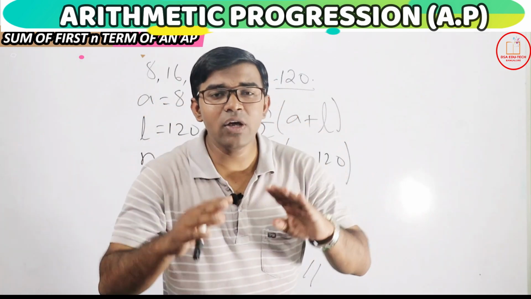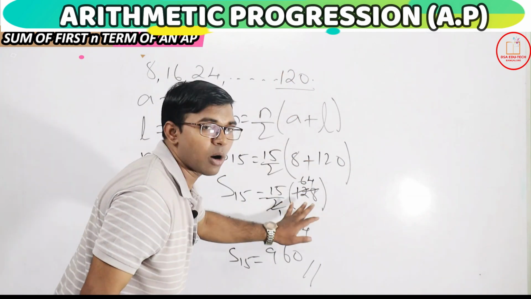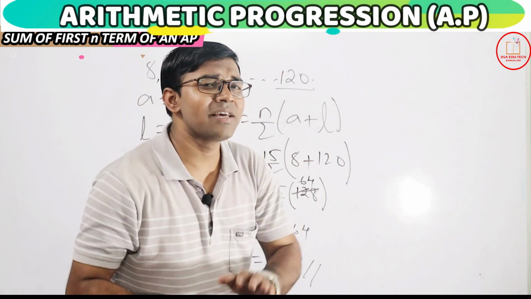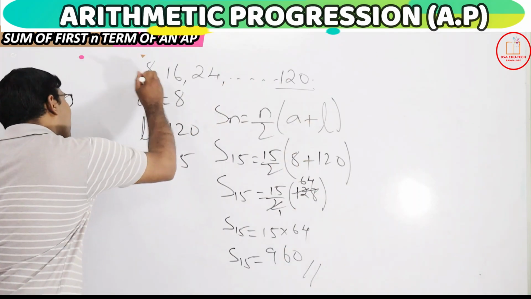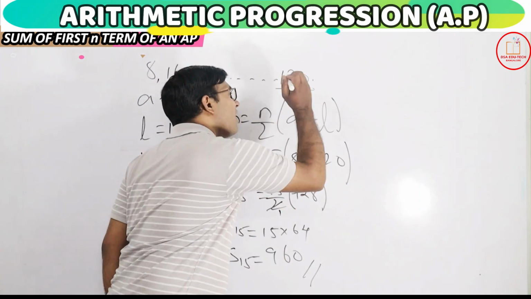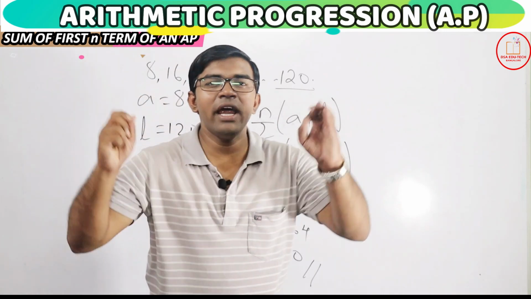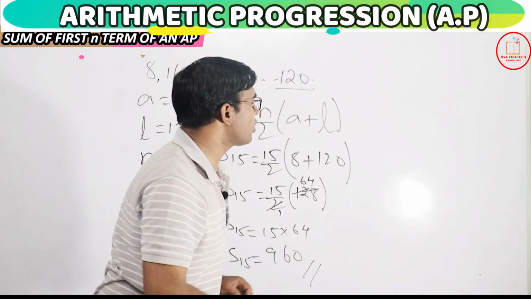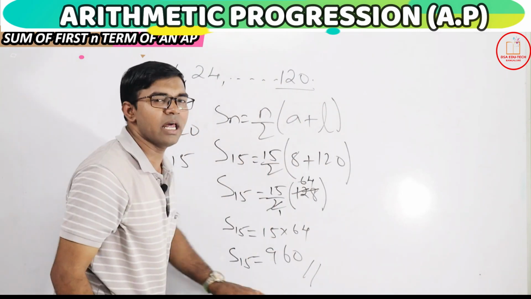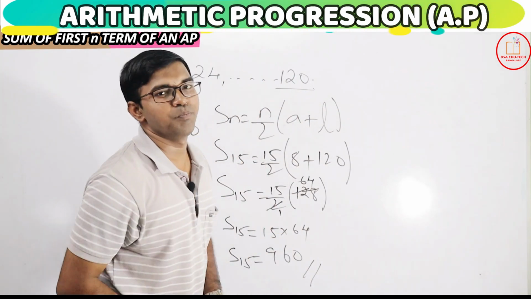So hope everyone has understood this problem, and this problem is very simple. You just need to keep in mind, when you know the first term and when you know the last term, there is a separate formula. With the help of that formula, we'll just substitute all the values in the given formula and get the answer.